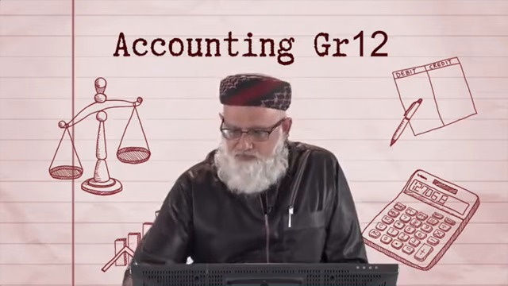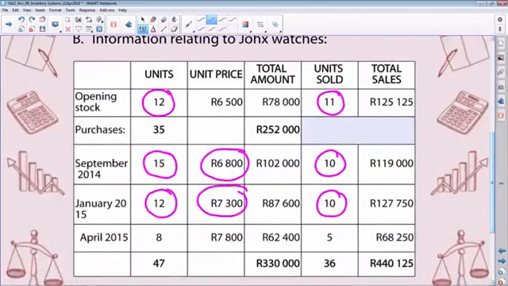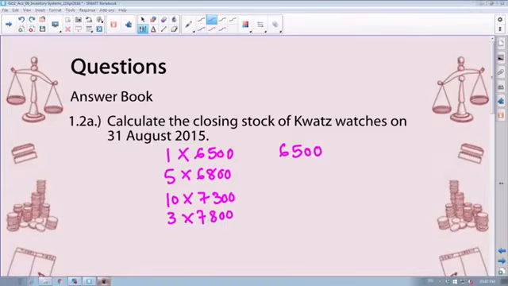Okay, then we had the last one. We had purchased 8 units, we had sold 5 units, that means we had 3 units left over at 7,800, therefore 3 units at 7,800. What do we do now? Obviously, we take the values into consideration. That will be 6,500. 5 at 6,800, let's do that.